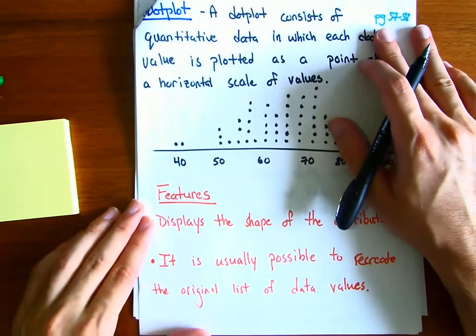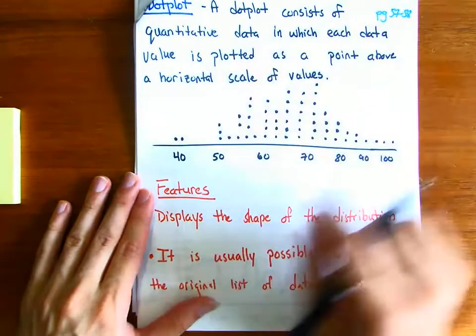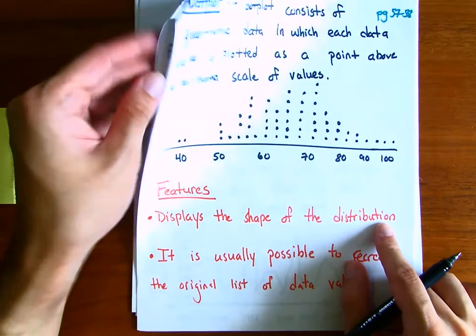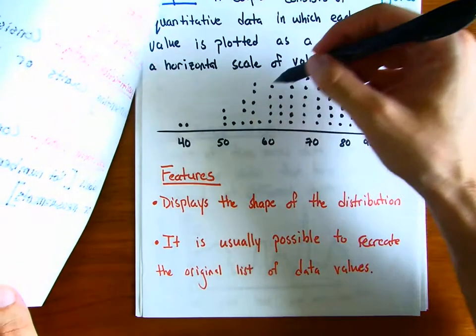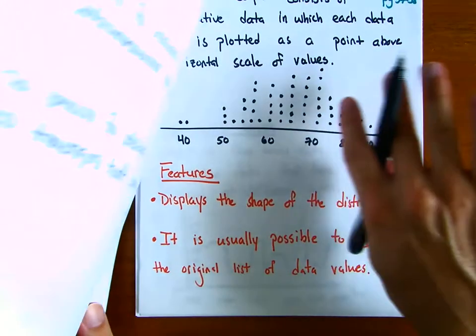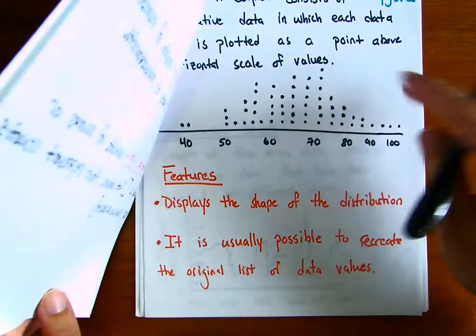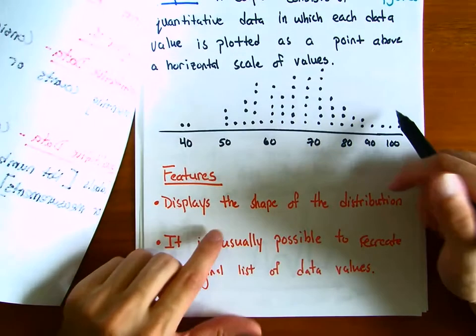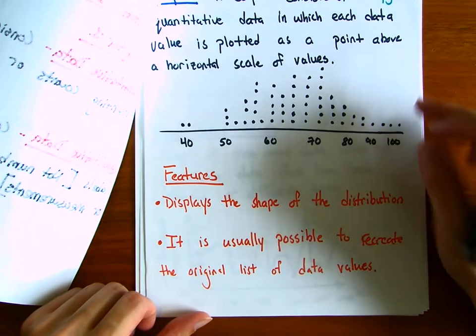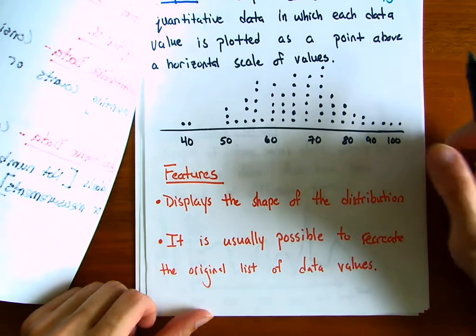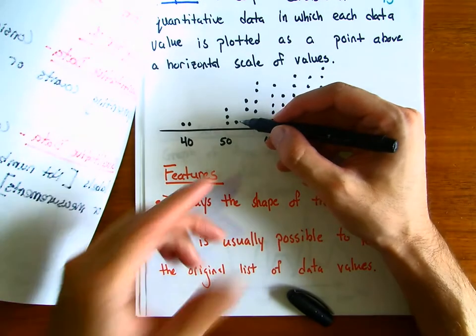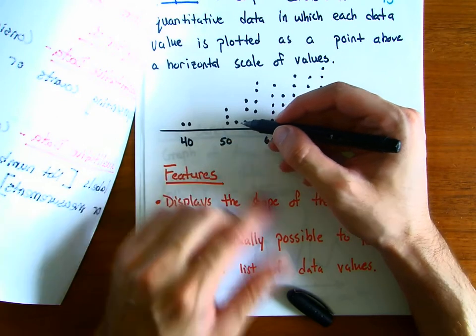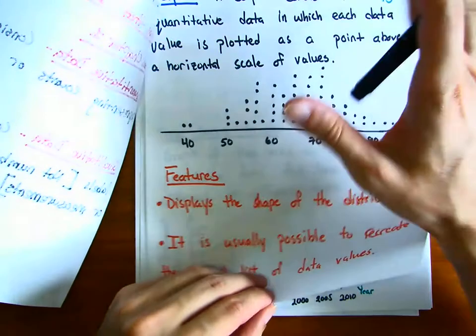What are some nice things about this? It displays the distribution. When we talked about distribution in the beginning, we talked about this type of distribution. Notice how this data almost looks normal. Maybe the data values are a little more to the right side, but we have a distribution of the data. And it is usually possible to recreate the original list of data values. If I look at this dot over here, I know this is somewhere in the low 50s. Okay, so that's a dot plot.